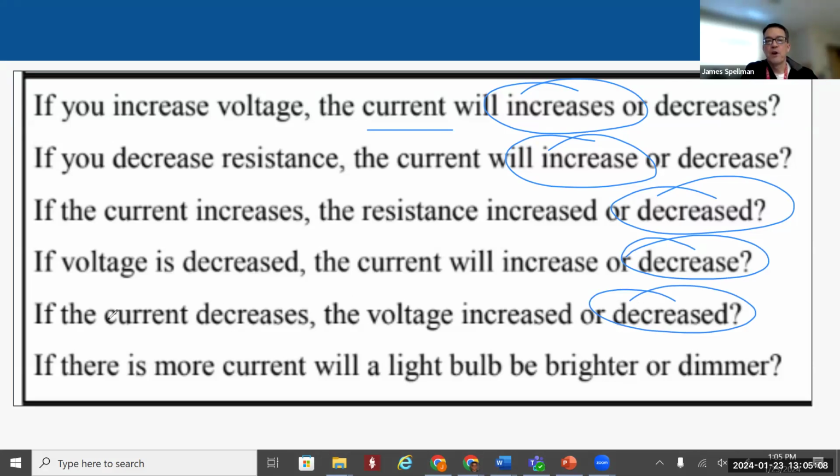And again, if we've got more current, what's going to happen to the bulb? We should see the bulb as being brighter than it was initially.